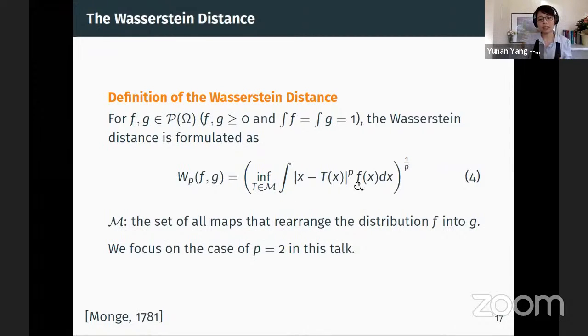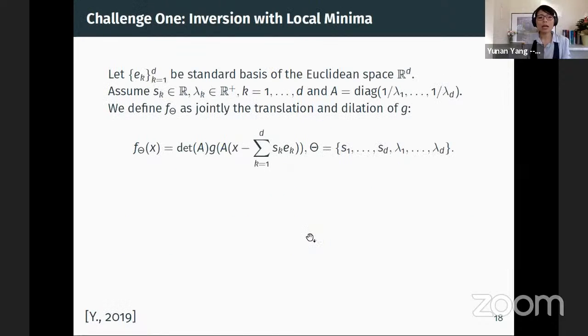So the case of p equal to 1, the Manhattan distance, and the case of p equal to 2, the quadratic Wasserstein distance, have been really widely studied. But in my talk, I will particularly focus on p equal to 2. So for my wave inversion problem, if you remember, we discussed in our previous slides that when I do not have the correct velocity parameter, what I see is translation and dilation. So I want my objective function to capture that.